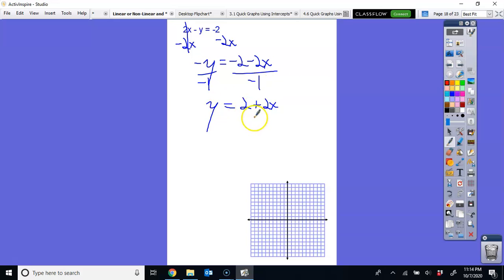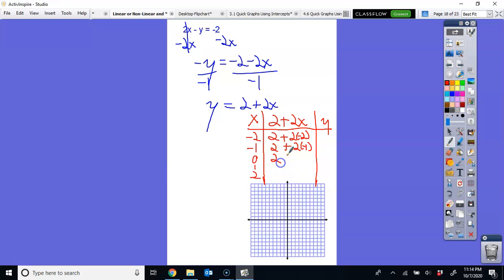Now what I can do is I can use my table of values here, and I can plug in numbers for x. Negative 2, negative 1, 0, 1, and 2. 2 plus 2 times x. Notice on this one I didn't switch it around, but that's okay if you did. So I'm going to do 2 plus 2 times negative 2, 2 plus 2 times negative 1, 2 plus 2 times 0. And I'm going to stop there because I'm going to use my pattern once I figure out the fact that my m, remember, is 2. My slope is 2.